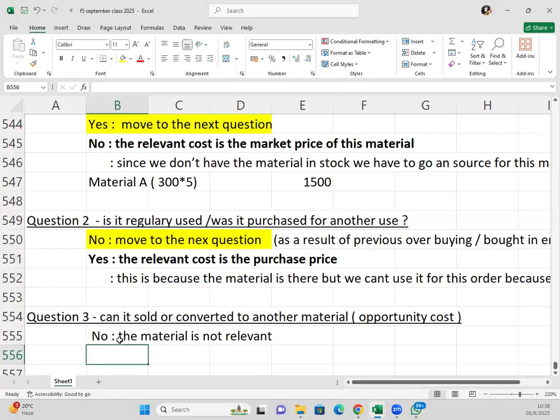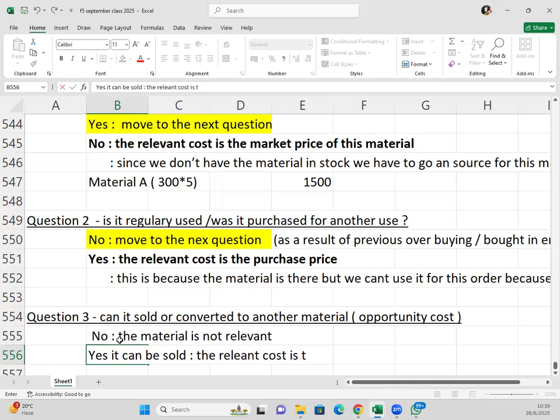Now, what about if the answer is yes, it can be sold? So the person is giving us an order which requires us to use material which we have. But this material has no other use, but we can sell it. So if the material could be sold, there is what we call an opportunity cost. The relevant cost is the opportunity cost. What we could have gained if we had sold the material. So the relevant cost is the benefit or profit we could have obtained from selling.